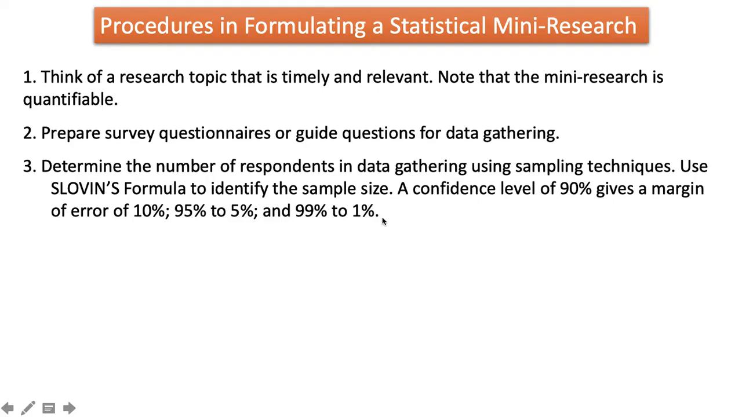In collecting data, we have what we call outliers. So it means there are always reasons that there is a margin of error in our research. Now, how to use Slovin's formula? What is Slovin's formula?